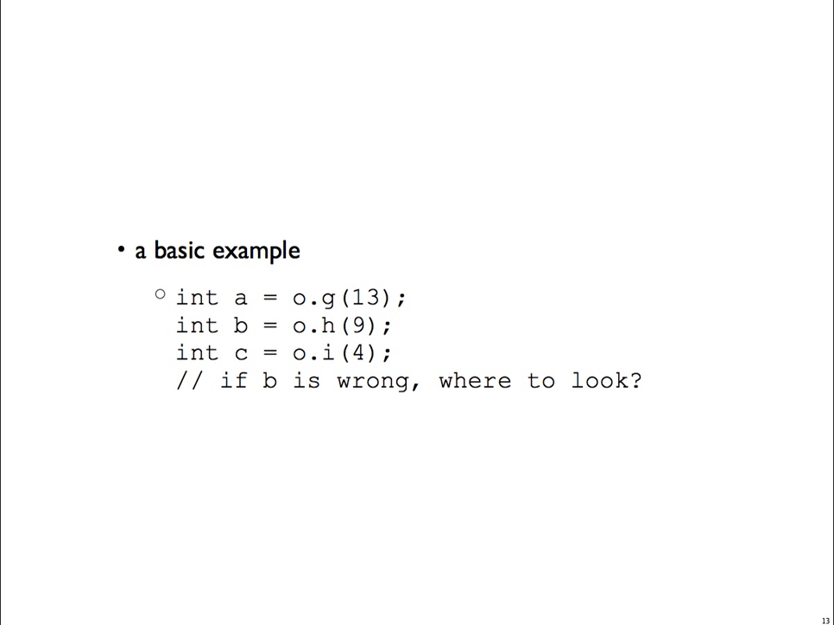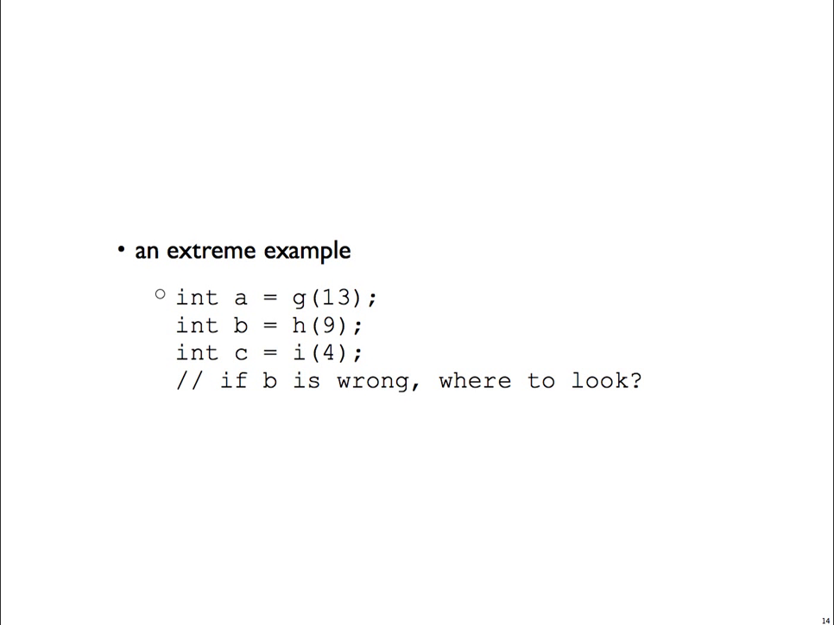Here's a little simple example. This is written in Java, and I am trying to diagnose a problem where it turns out that B does not have the right value. If I am not using mutation in my program, then what I need to look at is the value of O and the code in H, and the number 9. I do not need to know what A gets, or how G works, or how I works. I can pay attention only to the pieces that matter.